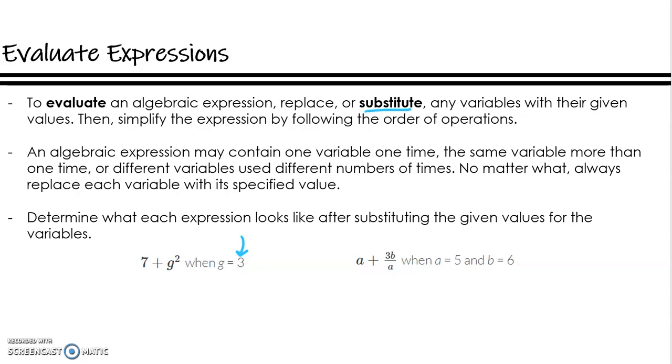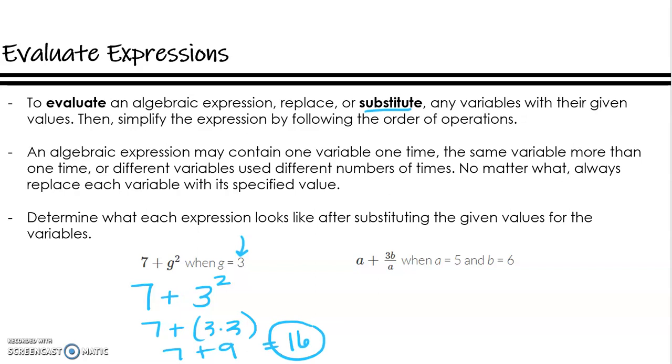Sometimes expressions have a variable in 2 places, so you will put that value in each place, and the value is never set. It can be really anything. You're going to always follow whatever the problem tells you. Okay? So for this example, I'm going to do 7 plus, instead of g squared, I'm going to do 3 squared, because they're telling me that g equals 3 for this example. So this is going to be 7 plus, this is 3 times 3. So 7 plus 9, and my answer is 16.